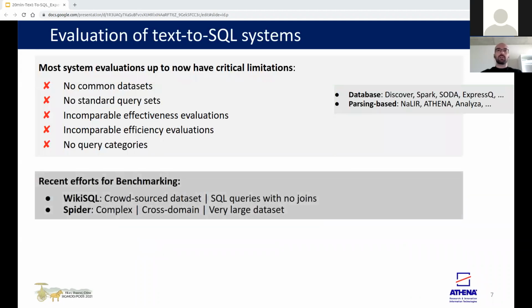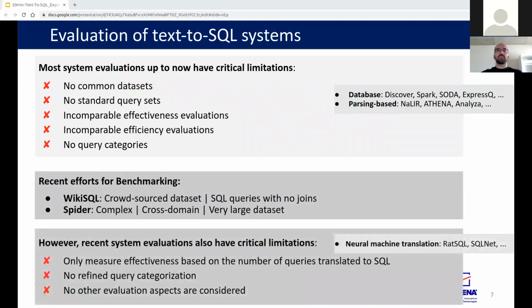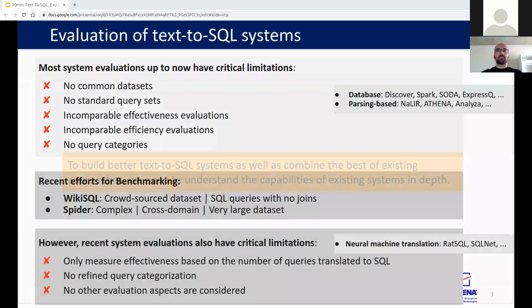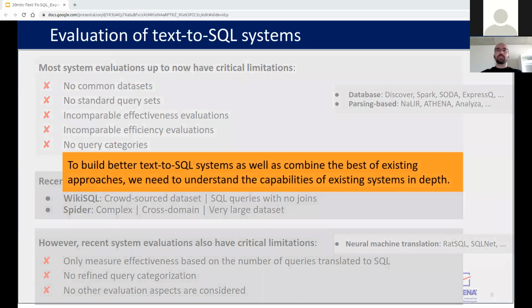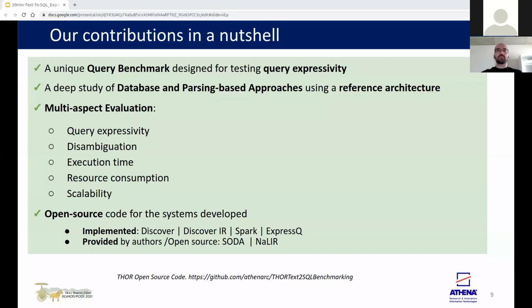WikiSQL and Spider are two famous text-to-SQL datasets, but they both have their limitations. They both measure effectiveness based only on the number of queries translated to SQL, and they do not provide any refined query categorization. But to build better text-to-SQL systems, as well as combine the best of the existing approaches, we need to understand the capabilities of the systems in depth.